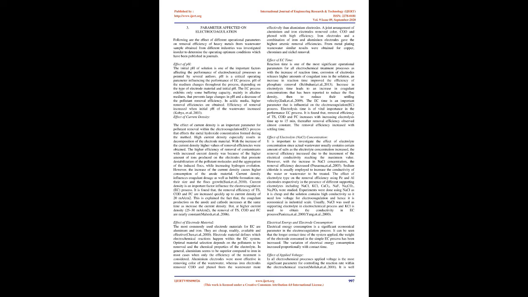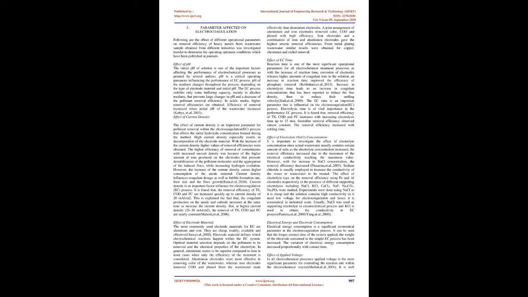Effect of electrode material. The most commonly used electrode materials for EC are aluminum and iron. They are cheap, readily available and effective. Chen et al. 2000. Electrode material defines which electrochemical reactions happen within the EC system. Optimal material selection depends on the pollutants to be removed and the chemical properties of the electrolyte.